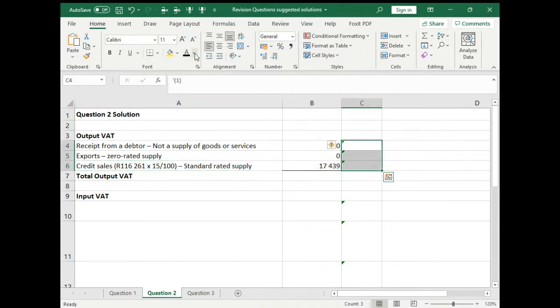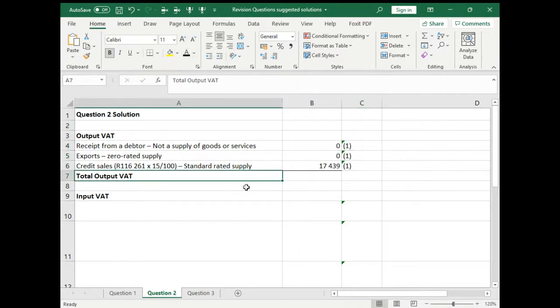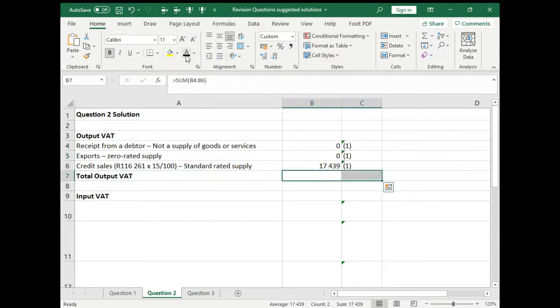For each of these, you would have received the mark. Then you see here, you have to show the total output VAT. For that output VAT, depending on who set the memo, you can get up to 2 marks. They generally give you an accuracy mark if you've done it completely correct, and then you get a method mark. Then we move on to the input VAT.